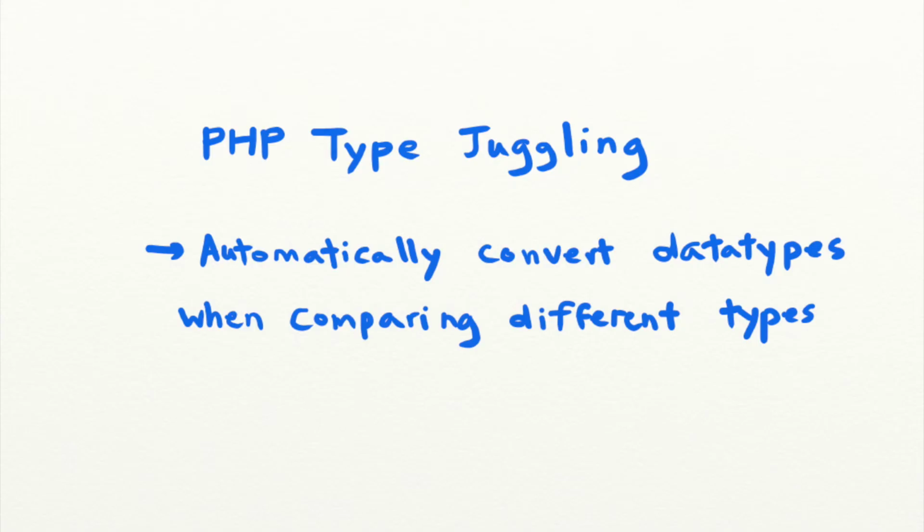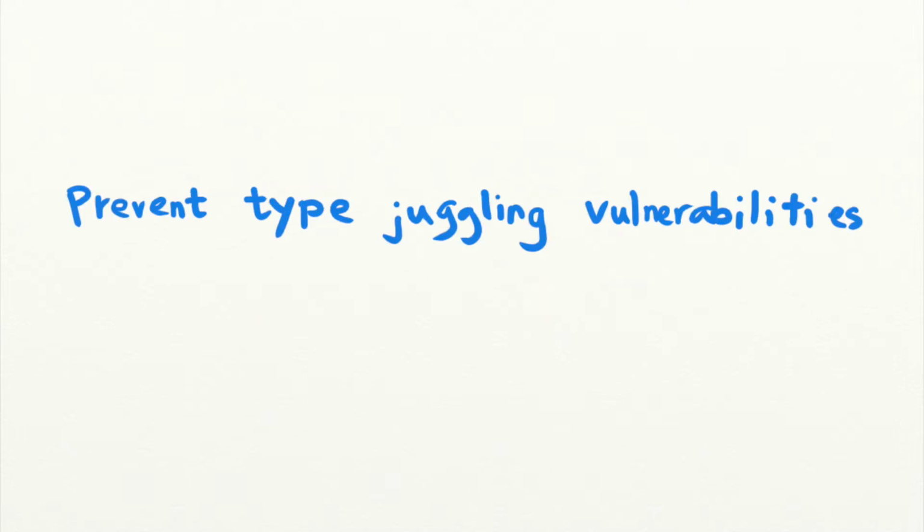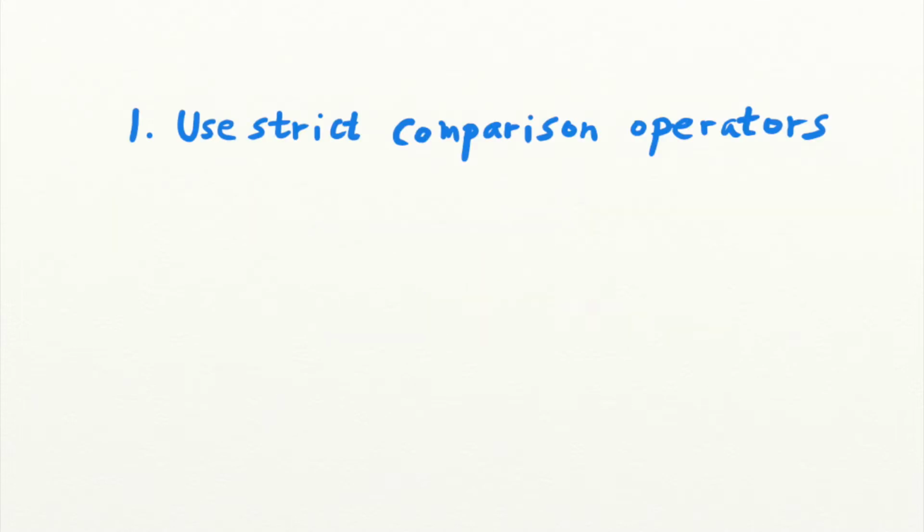Last time we talked about PHP type juggling vulnerabilities and how they can lead to authentication bypass. Today, let's talk about how to prevent these vulnerabilities from happening as a PHP developer. First, you should use strict comparison operators.